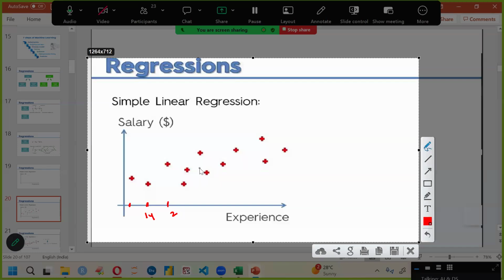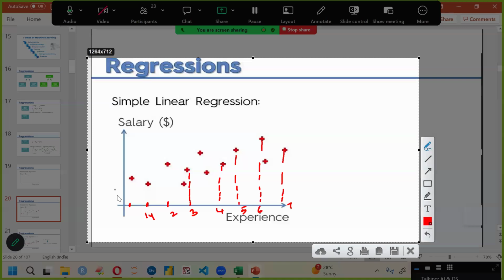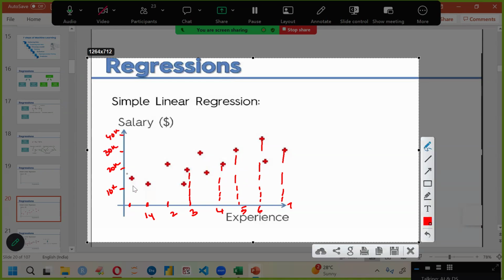So I'm taking some random points for your understanding. For example, let me take this point, 3 years experience. Let me take this point, 4 years experience. This point, 5 years experience. This point, 6 years experience. This point, 7 years experience. So consider here 10K, 20K, 30K, 40K. So this is a 1 year experience person.